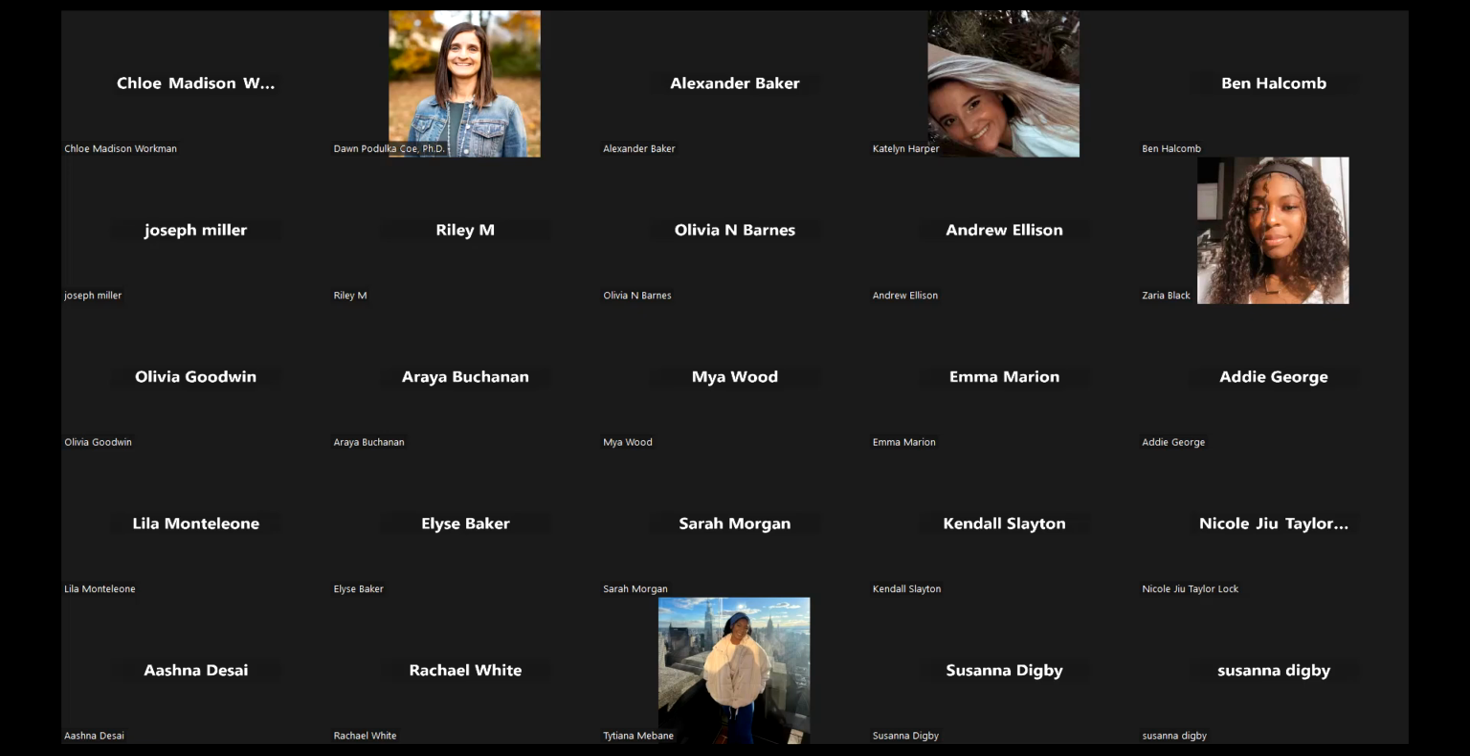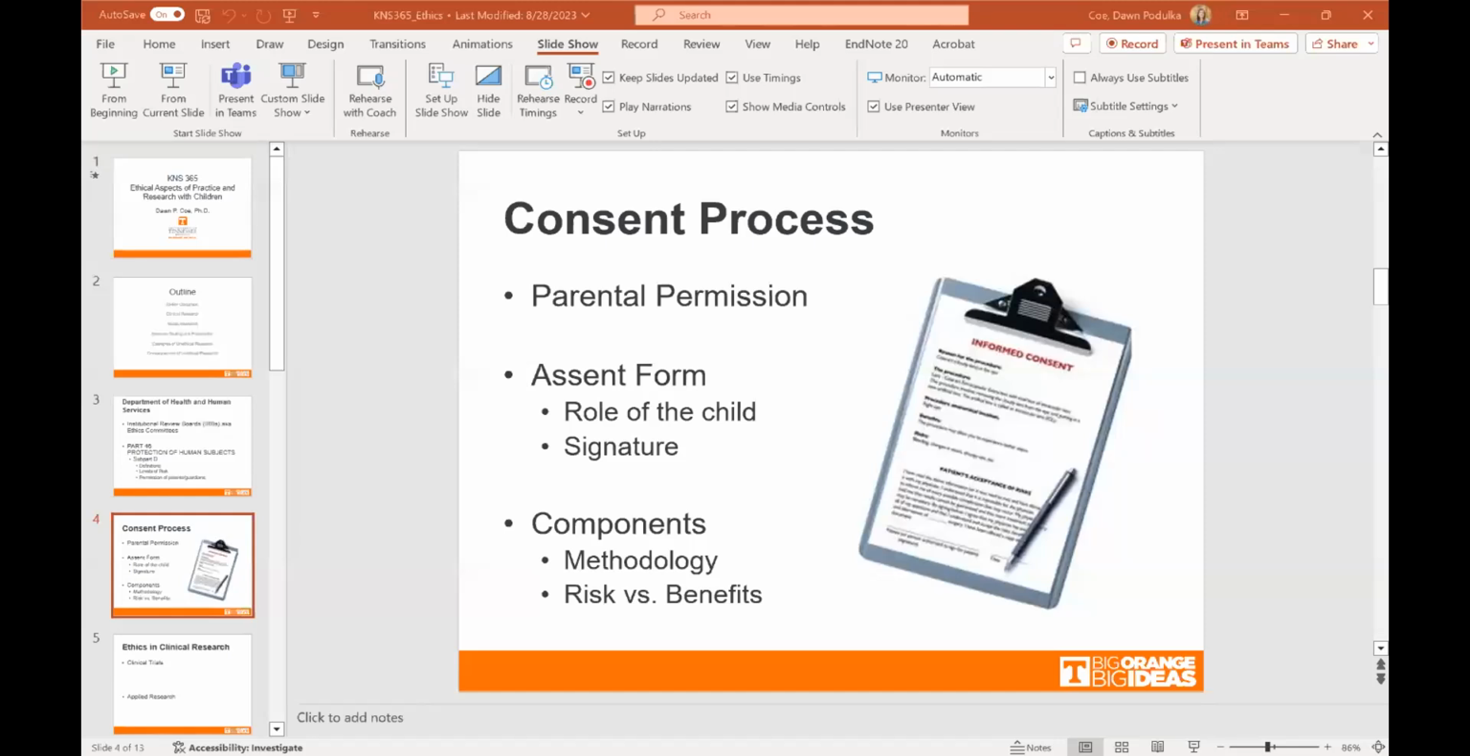Let me get back to my PowerPoint slides. So we need parental permission to do anything in the study. In addition to that, we need assent from the child. So that says that the child wants to participate. So there are some restrictions in terms of assent. I do a lot of work with preschool kids. They cannot understand or comprehend signing off and giving their assent.